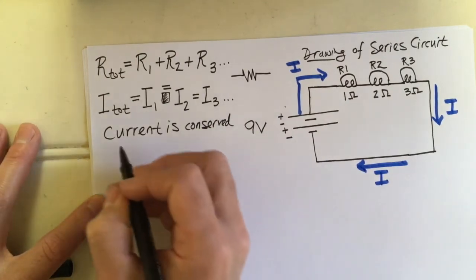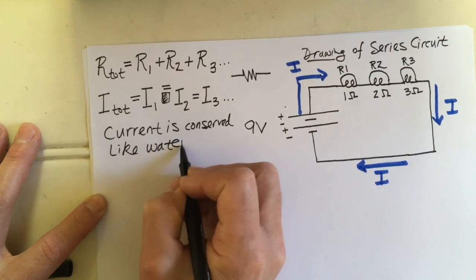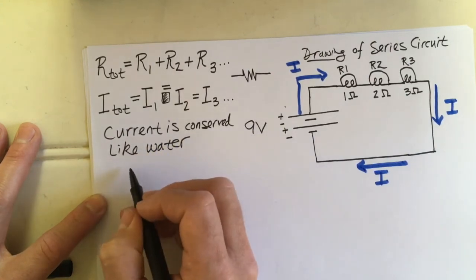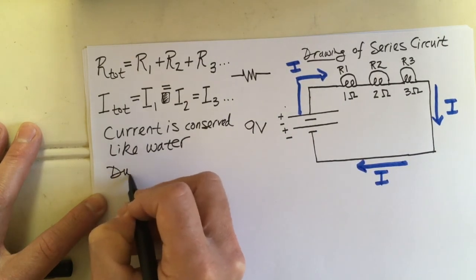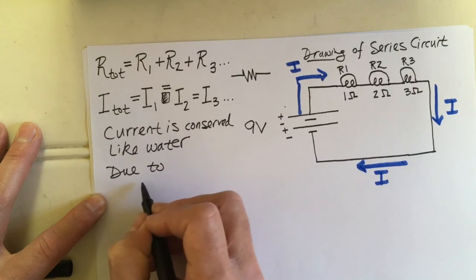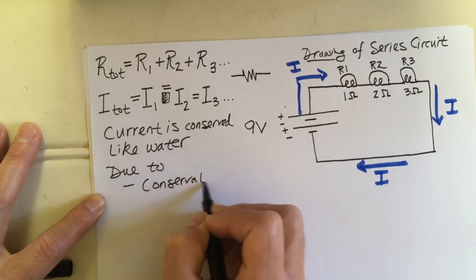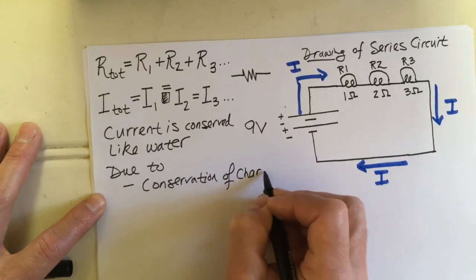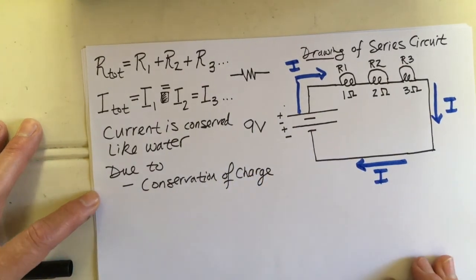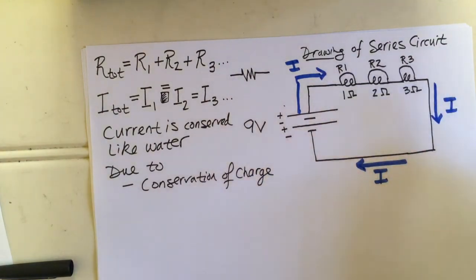And I'm going to write like water. And this is due to two things, right? The first one obviously being the conservation of charge. Well, really, that's the only thing, right? The conservation of charge. Electrons are conserved. Charge is conserved. Electrons aren't destroyed. Matter isn't destroyed because electrons are matter.